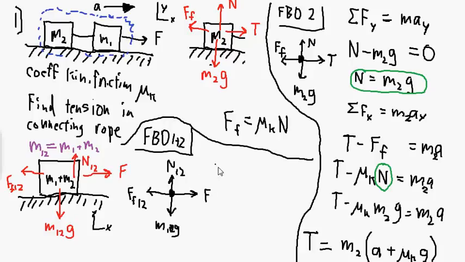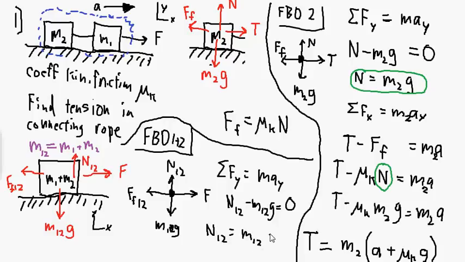Okay, so sum of forces in Y equals M A_y, which is going to equal 0, right? So normal force 1 and 2 minus M12G equals... actually, no, it doesn't equal that. It equals 0. So normal force for 1,2 equals M12G. Okay, right? So with me so far?